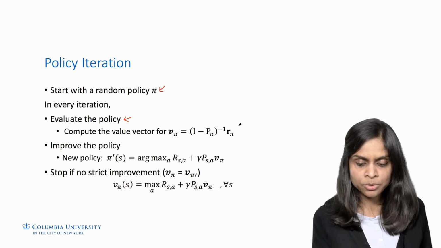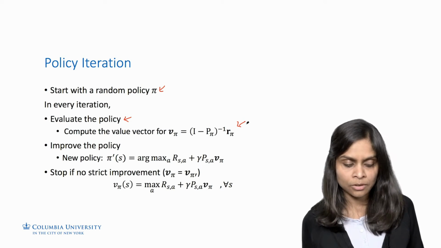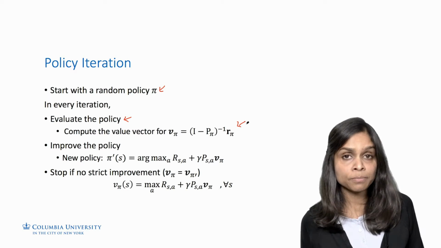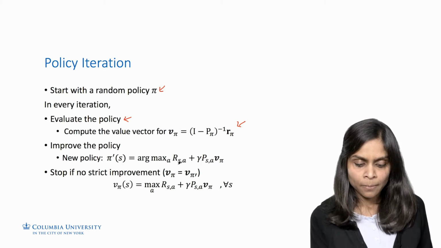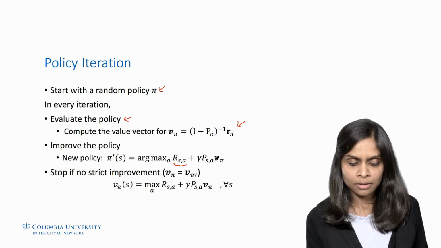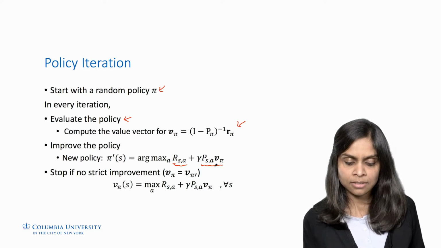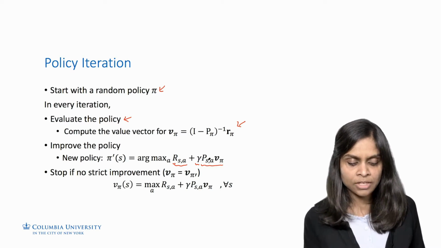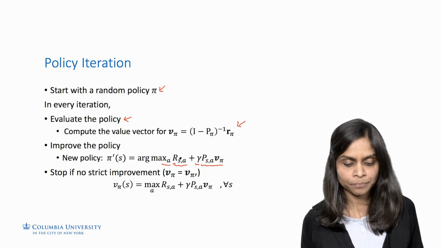For this, we just use the formula that we know for evaluating the value of a policy and compute the value vector. Next, we try to improve the current policy. And to improve, we use Bellman optimality equations. So we compute for every action the expected immediate reward in every state plus the expected value of the next state times the discount factor gamma, and the new policy takes the action that maximizes this expression.